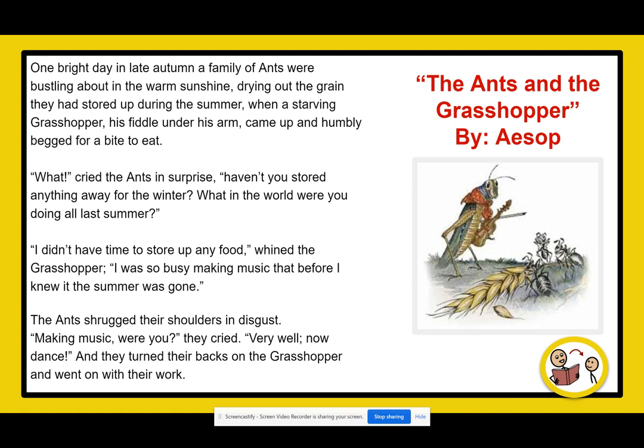"What?" cried the ants in surprise. "Haven't you stored anything away for the winter? What in the world were you doing all last summer?" "I didn't have time to store up any food," whined the grasshopper. "I was so busy making music that before I knew it, the summer was gone." The ants shrugged their shoulders in disgust. "Making music, were you?" they cried. "Very well. Now dance!" And they turned their backs on the grasshopper and went on with their work.